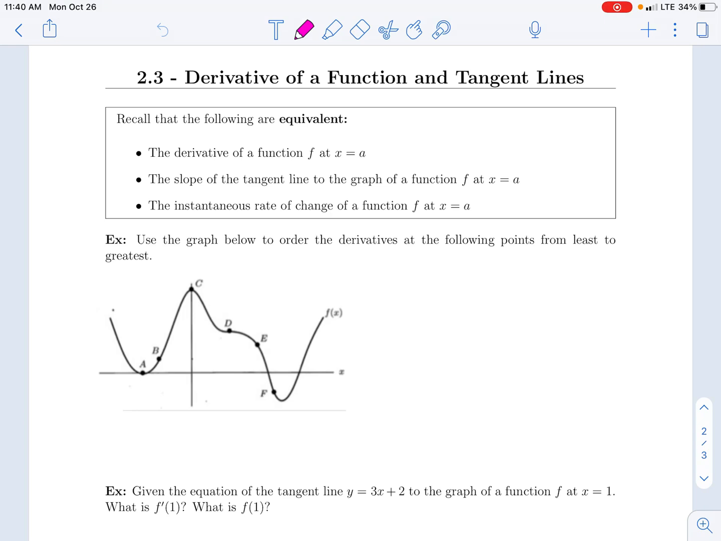When I say to you the derivative of a function at x equals a, you want to be like, okay, that's the slope of the tangent line to the graph of the function f at x equals a. And it's also the instantaneous rate of change of a function f at x equals a.